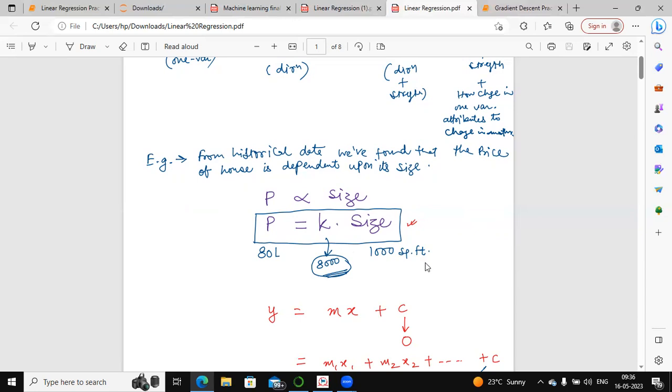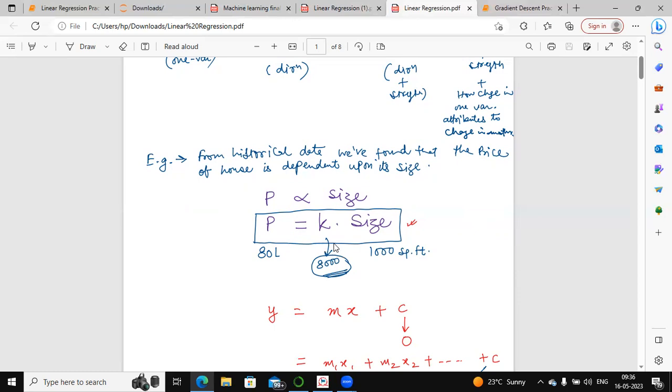For 1,000 square feet, if the price is 80 lakh, and you want to know the price for 2,000 square feet, you have to find the constant over here, right? So P is equal to K into size, and K comes out to be 80 lakh by 1,000, which comes out to be 8,000. So K is 8,000.